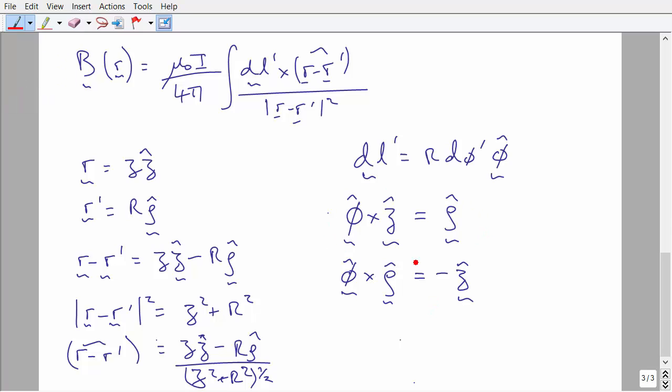Okay, so there are those two cross products. Check that using the right hand rule just to convince yourself that this is in fact correct. And now we can begin to put the whole lot together. Perhaps we'll start on the next page by calculating the full integrand here. Let's do that.